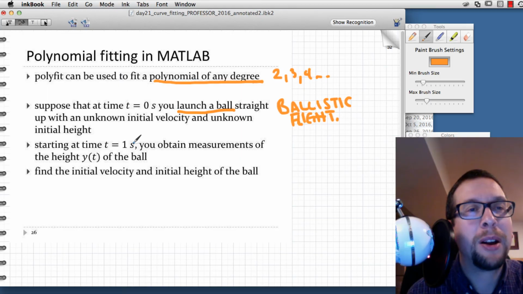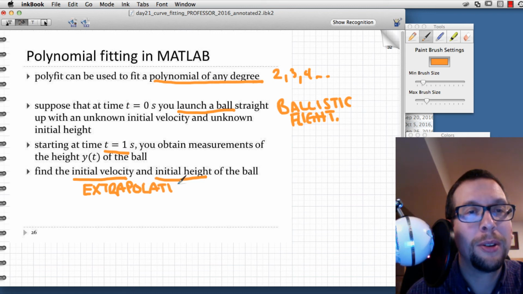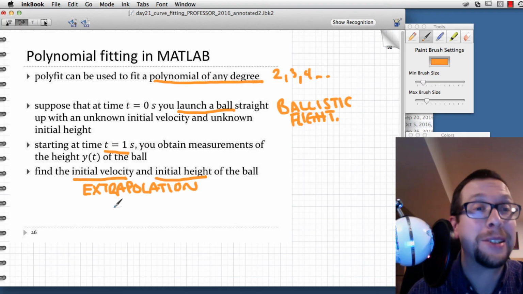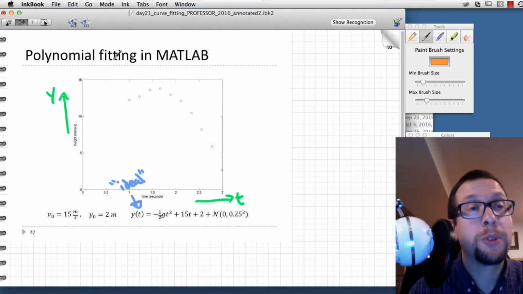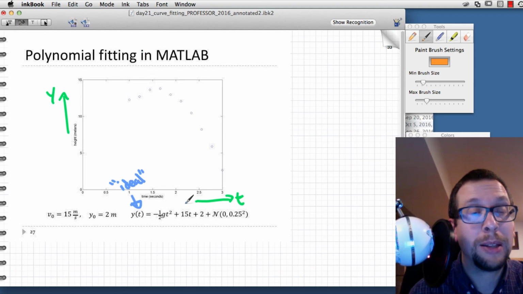So we're going to start with the time of t equal to 1 second, and we need to figure out the measurement of the height of the ball. We also need to find what the initial velocity and the initial height of the ball were. This will be with respect to extrapolation, because our measurements will be starting at 1 second. That's after the ball was launched, and we will have to go back in time to extrapolate what the original conditions were.